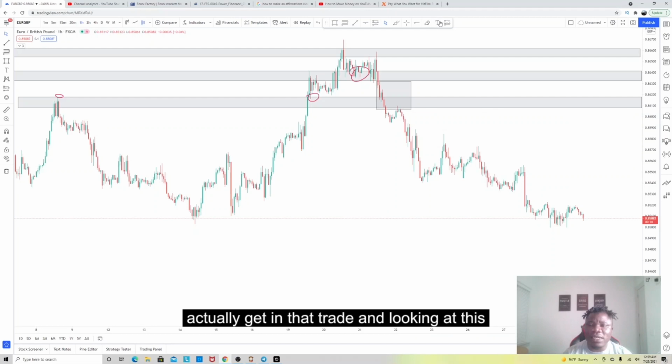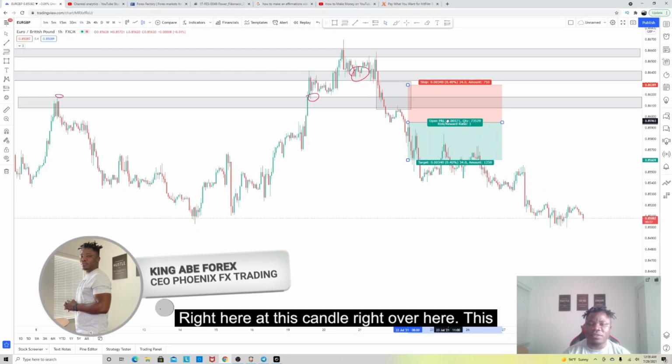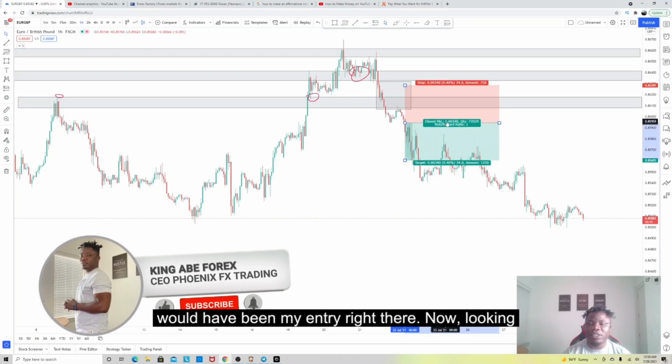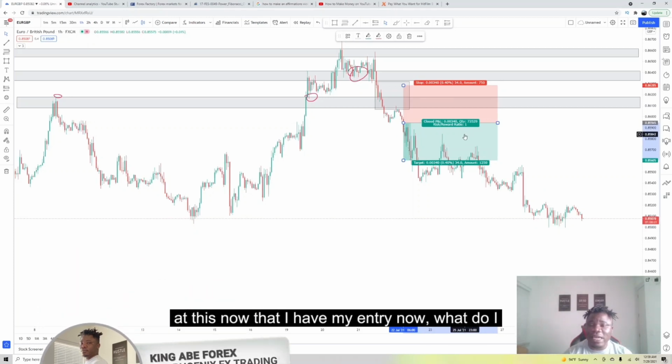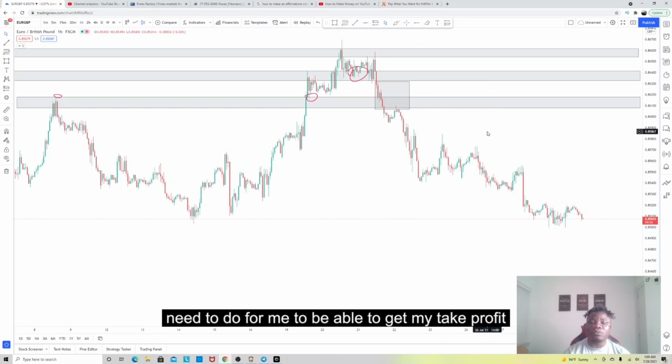And looking at this, I definitely would have gotten in this trade right over here. I would have gotten in this trade right here at this candle. This would have been my entry right there. Now that I have my entry, what do I need to do to be able to get my take profit target?